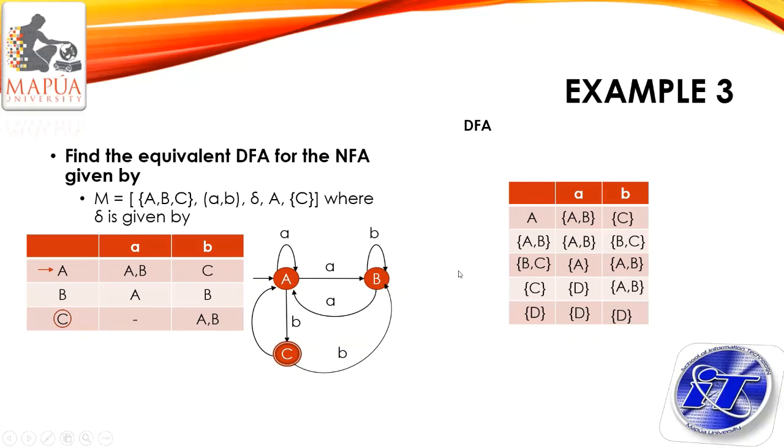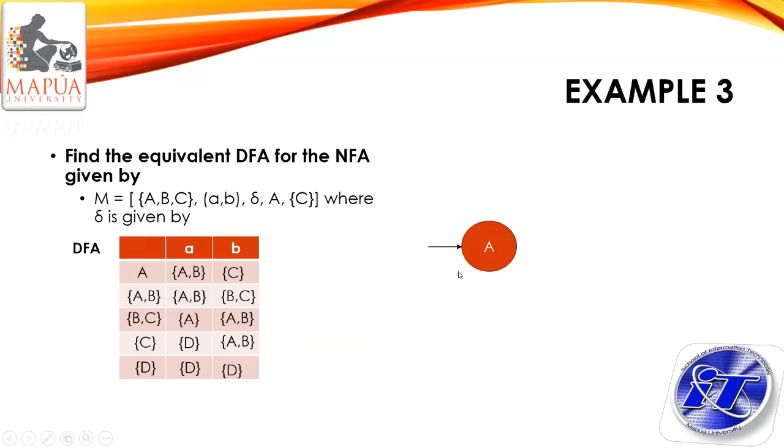Okay? So this is the complete transition table for the equivalent DFA. So from here, let's draw. So we have A, and if we have A, it will go to AB, and if it's B, it will go to C, which is the end state. So originally, C is the end state. So all states that contain C in our DFA equivalent should be a final state. So don't forget that. Basically, when a final state is combined with another state, the new state will also be a final state.